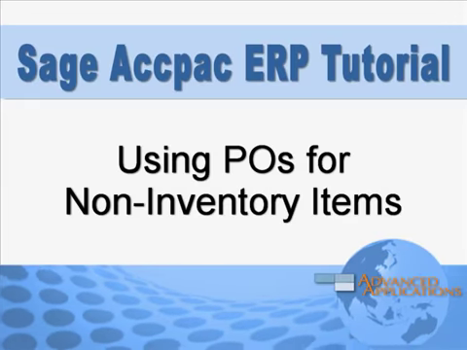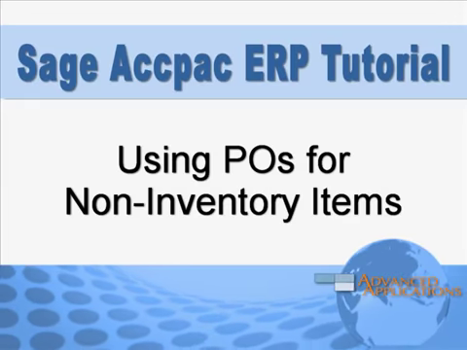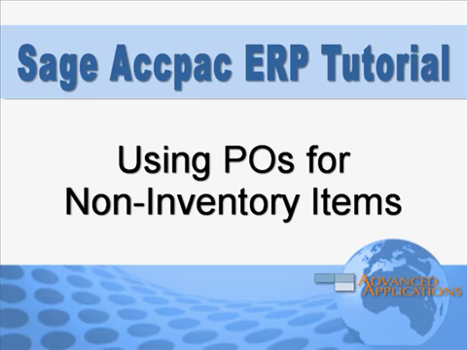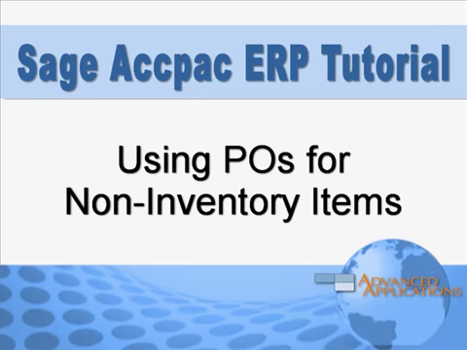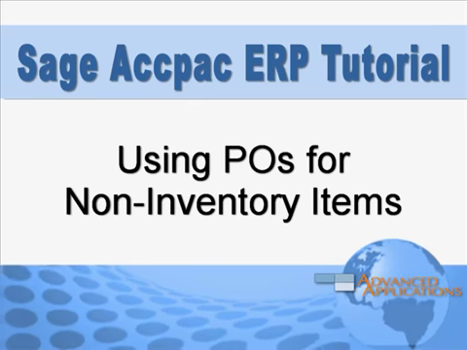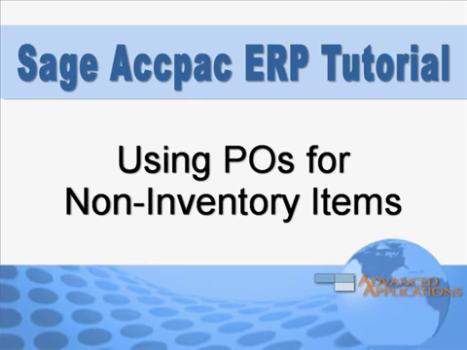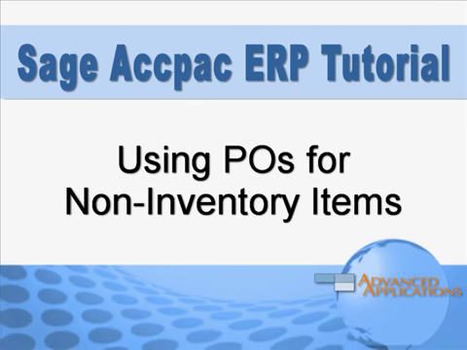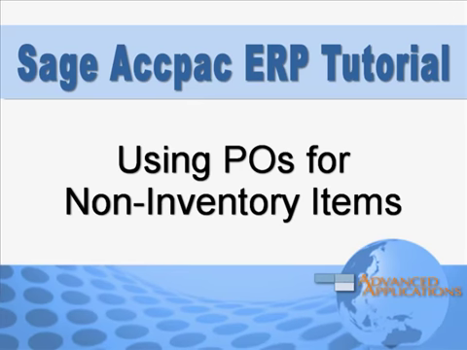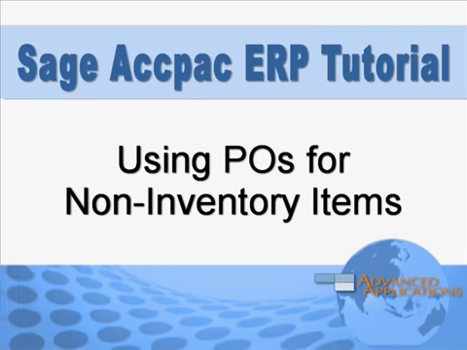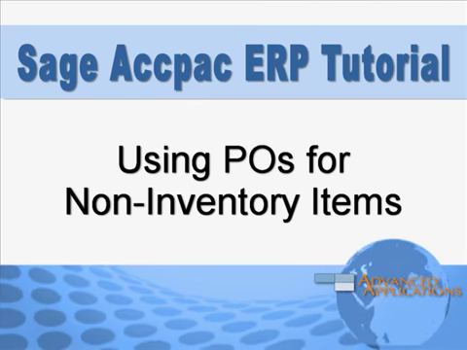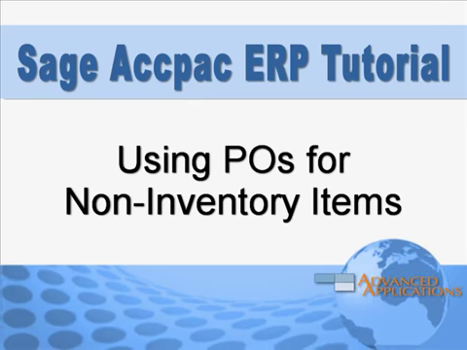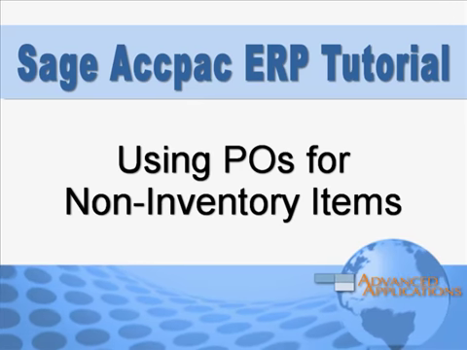Almost all companies that manage inventory use a purchase order system, but even companies that don't manage inventory can benefit from using purchase orders. From purchasing computers to office supplies, from professional services to repairs and maintenance, managing your company's purchasing is important. In this tutorial, we'll show how you can configure and use the Sage Accpac PO system to manage the purchase of ad hoc items and services that are not maintained in an inventory system.